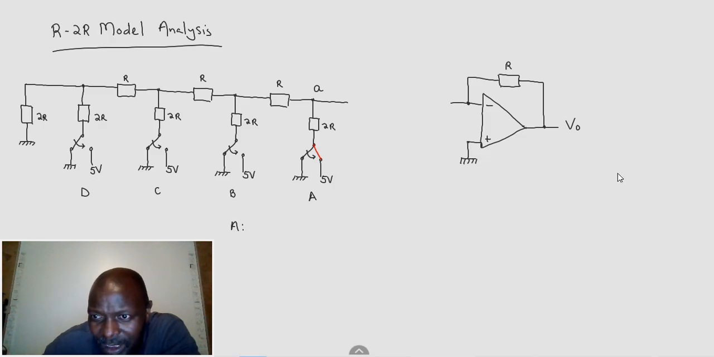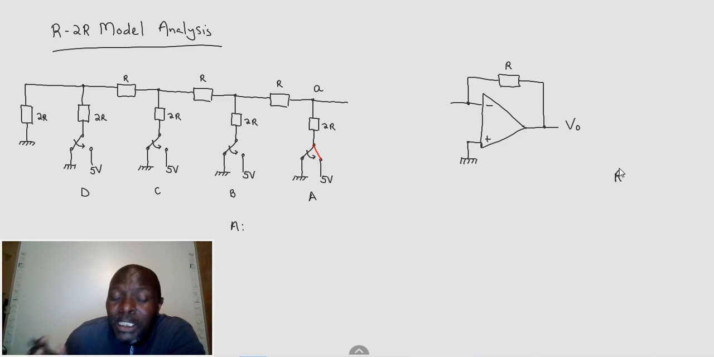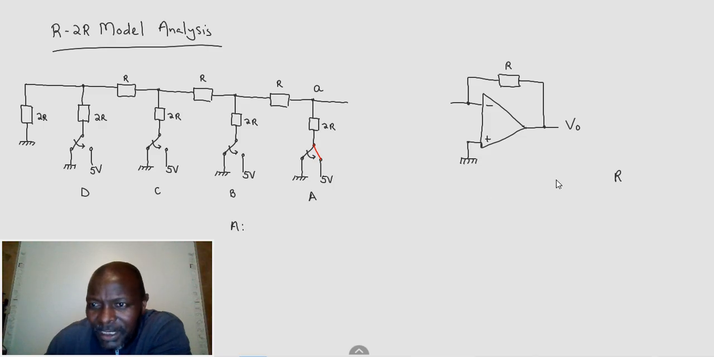If we have two resistors, let's call this resistor R. Let's say the two resistors are equal, so they both have the value R. Now, if you put them in parallel, the total is going to be the product over the sum, all right, over the sum.